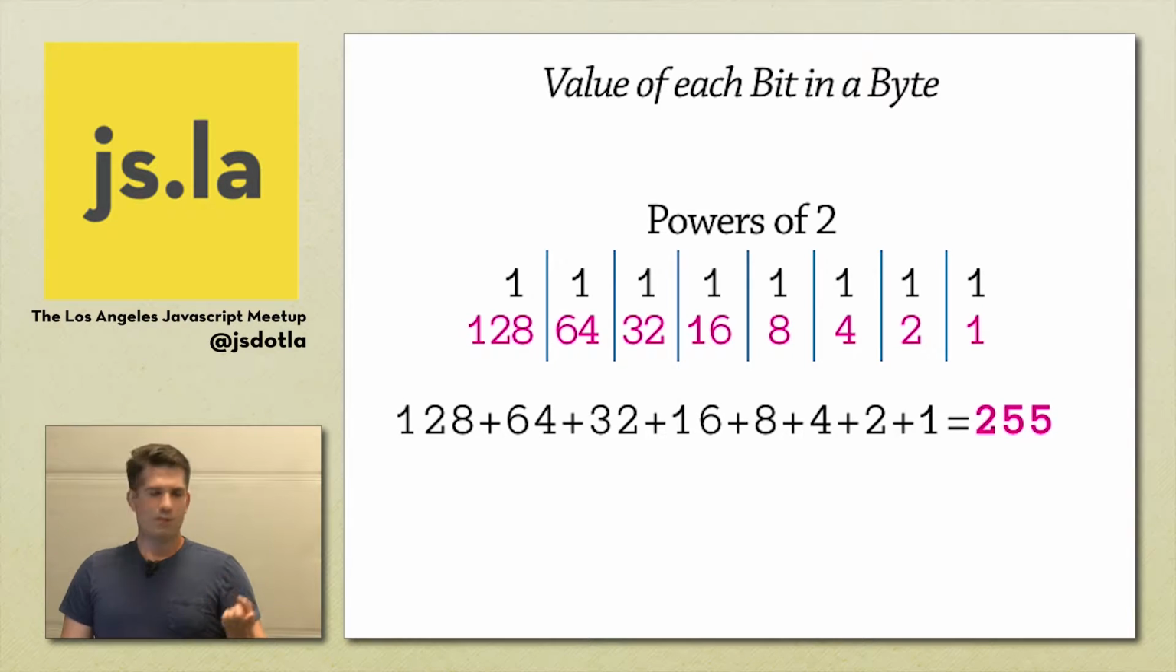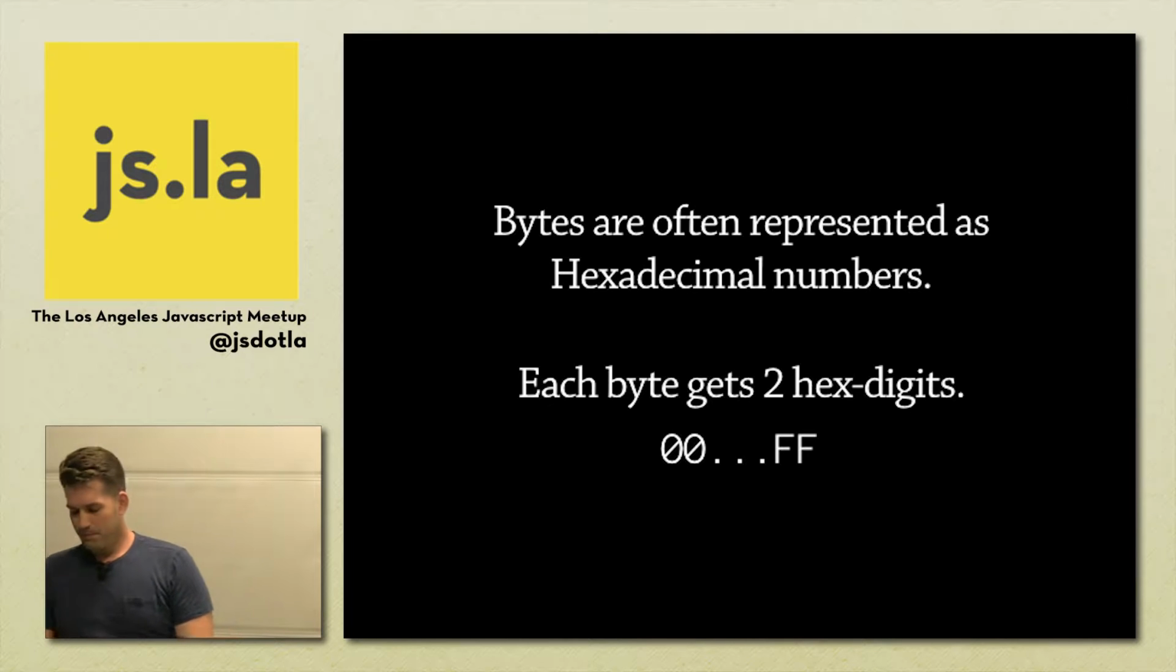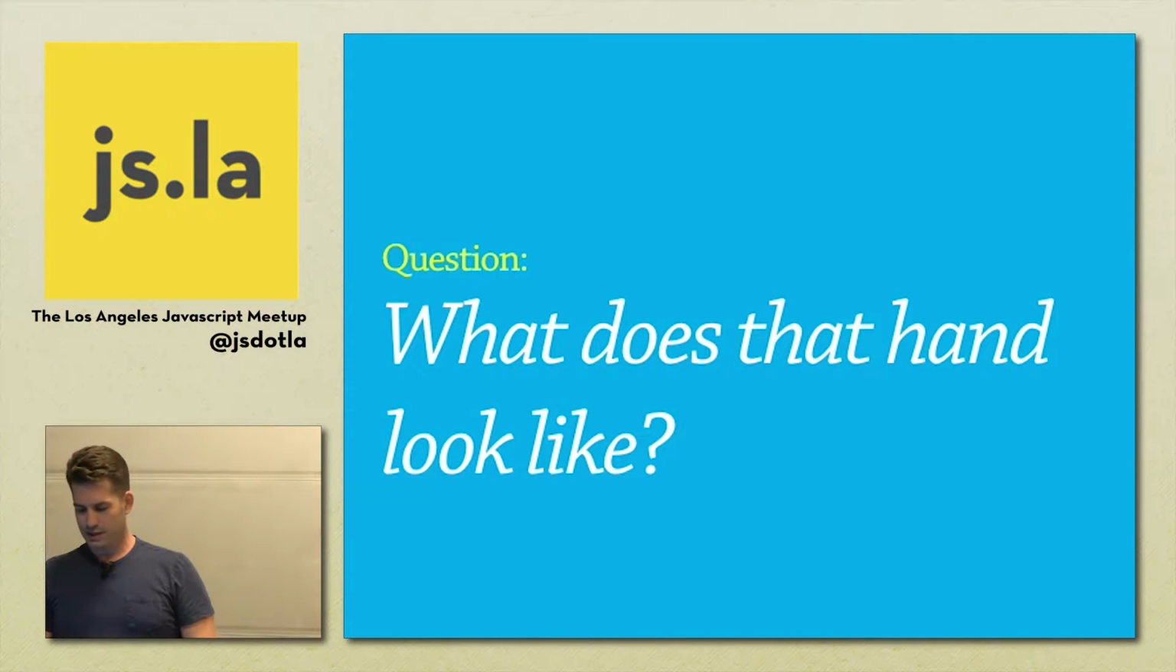And in 1 byte, if you add all of these together, you have the range between 0 and 255. So that's where you've probably seen this number come up a lot doing web programming, doing pretty much anything. And that's why. So bytes are often represented as hexadecimal numbers. You get 2 hex digits for 1 byte. So it's a range between 00 and FF.